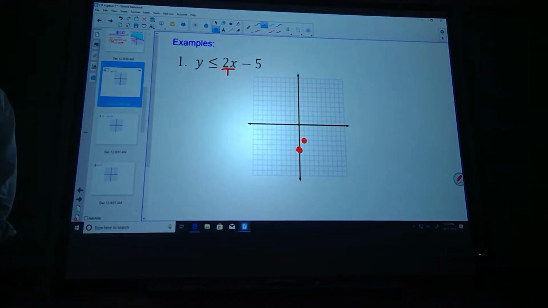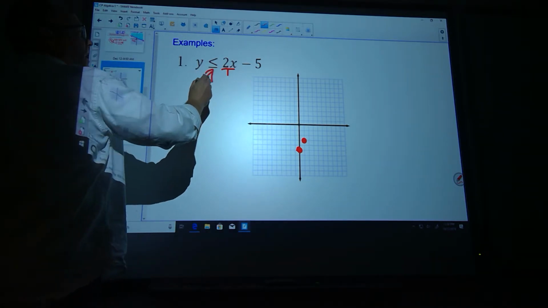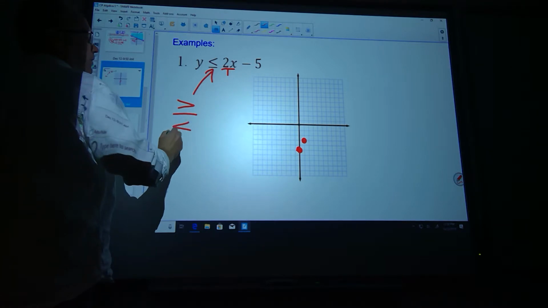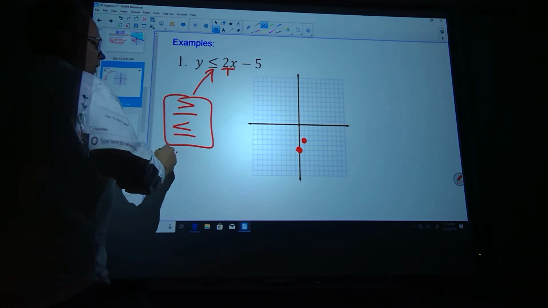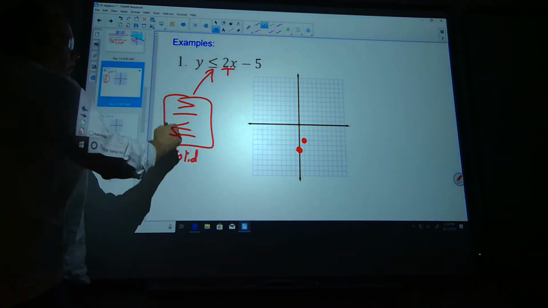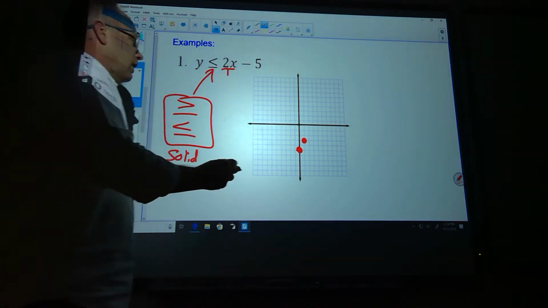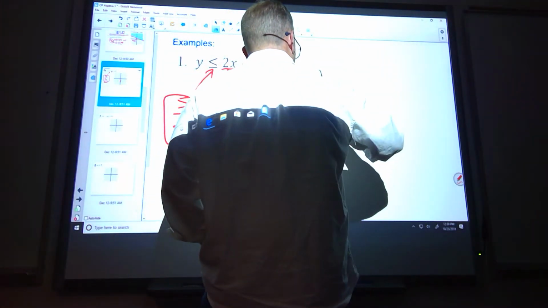Do you think this will be a solid or a dotted line? And why? Solid. Why is that? Because it has the equal to sign. Yeah, because I have that. If I have this or if I have this, this makes a solid line. Okay? Because the equal sign is part of it. So I'm going to connect these dots as a solid line.